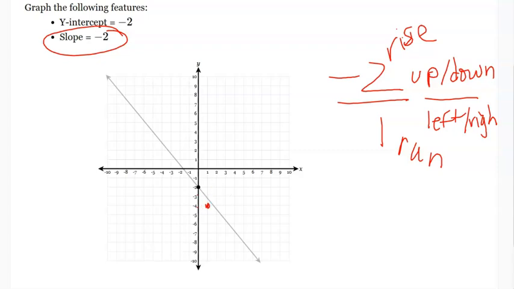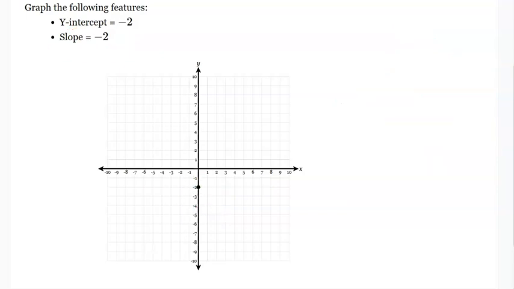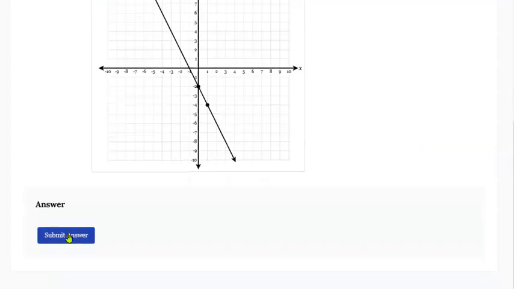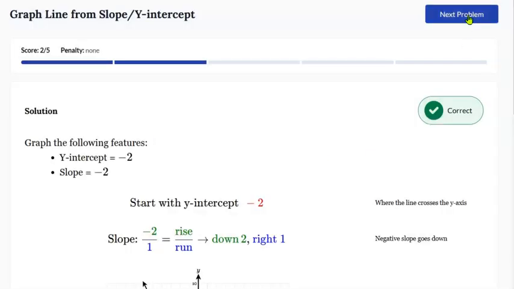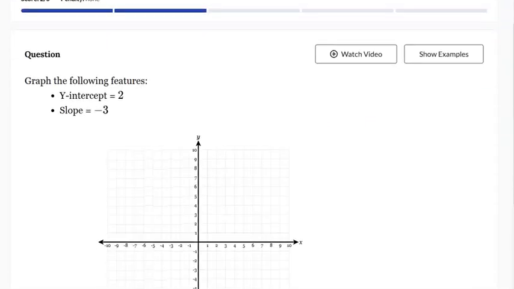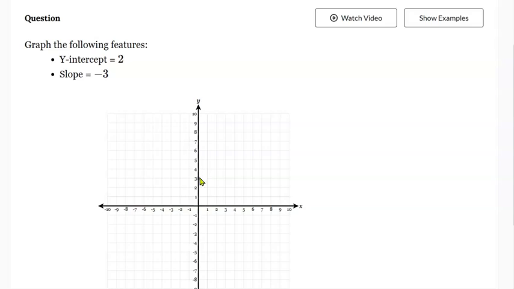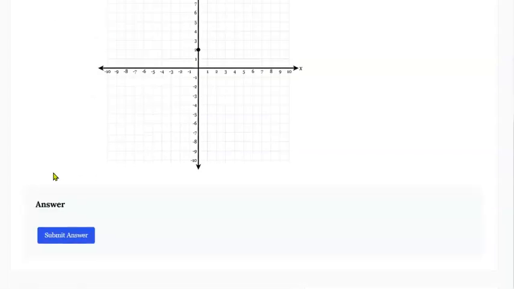So that's where I want to click my mouse. Here. Once I've done that, I submit. One last time. Y-intercept of 2 follows slope. Down 1, down 2, down 3. No denominator, so we move 1 to the right.